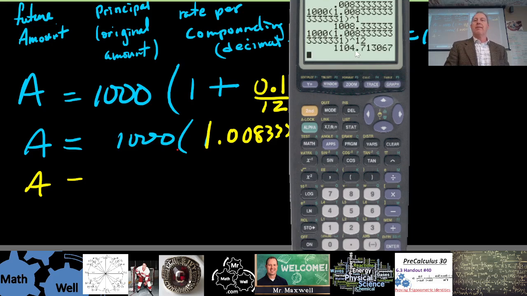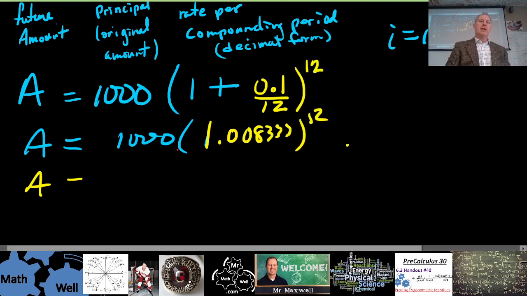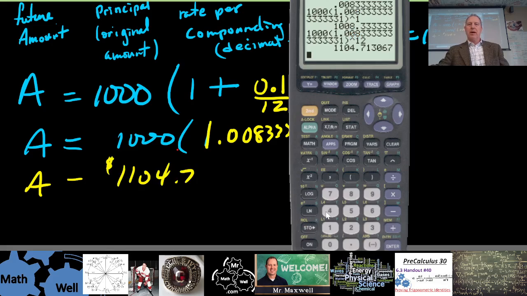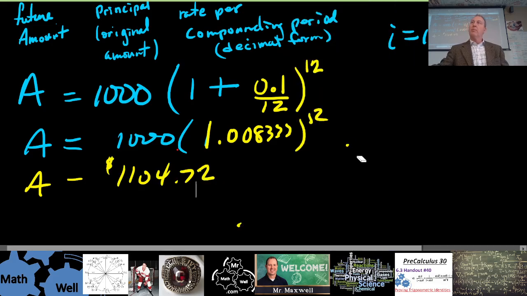So you get almost five more bucks in the year. And that's just from changing the frequency. Doesn't seem like much, but if you invest $10,000, right? That's $50 a year. That's a little bit better. And that's just from changing the amount of times it's compounded, okay? So 1104.7 something. So that's the power of compound interest.